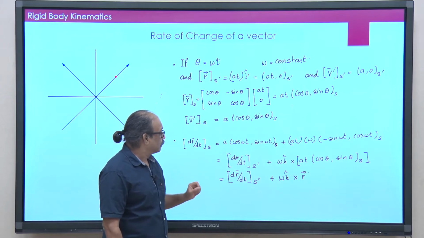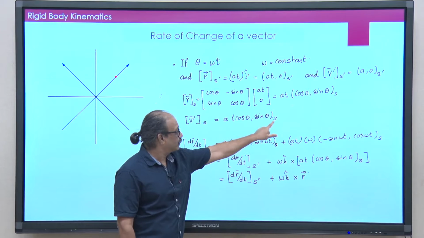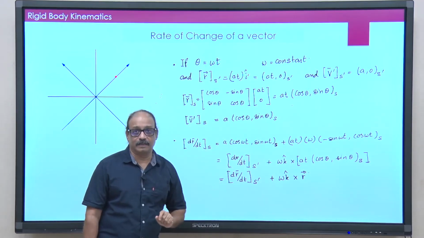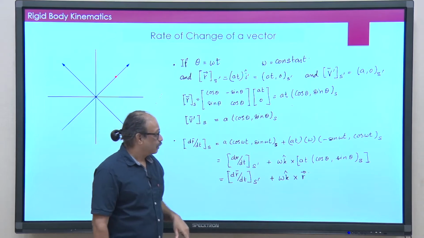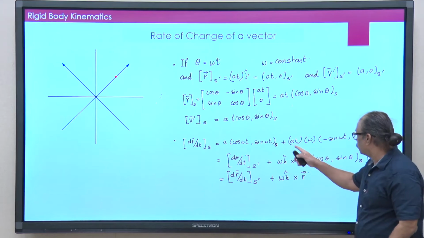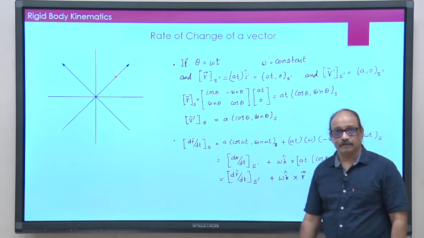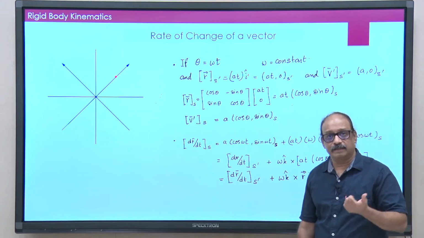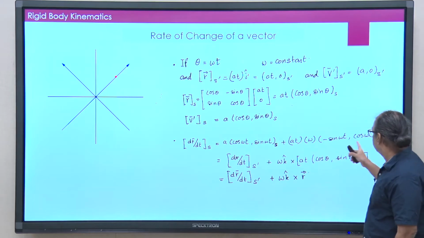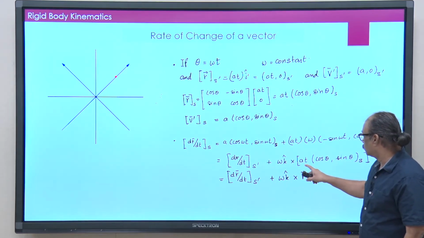What is this? If you compare this vector with this vector here, that is basically v prime, that is dr by dt as seen in S prime. And this vector here, the second part, I will write it slightly differently. So, this is our xy plane. Assume that there is a k cap direction which is perpendicular to the xy plane, then I will write this as omega k cap cross a t.